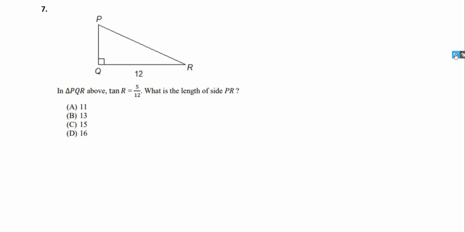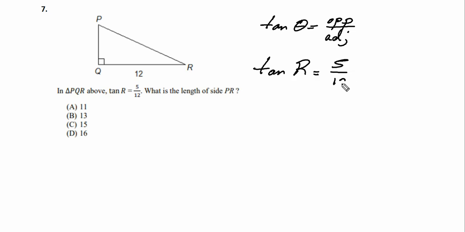All right, so in example 7, it says tangent of r is 5 on 12. What is the side length of PR? All right, as we know, tangent of the angle is just the ratio between the opposite and the adjacent sides. All right, so if it says tangent of r is 5 on 12, it's saying that the opposite side with respect to r is 5, and the hypotenuse is 12.